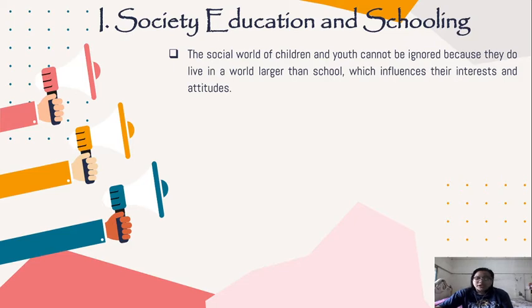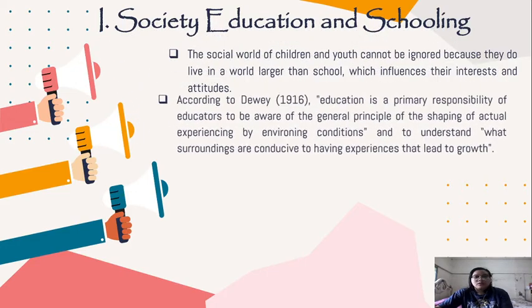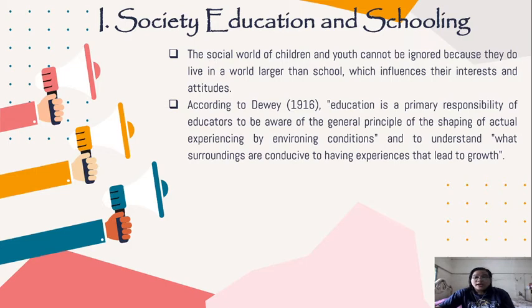As I have said earlier, society can impact the curriculum. Through education, a society's culture is transmitted and maintained for the next generation. According to Dewey, it is a primary responsibility of educators to be aware of the general principle of the shaping of actual experiencing by environing conditions and to understand what surroundings are conducive to having experiences that lead to growth.